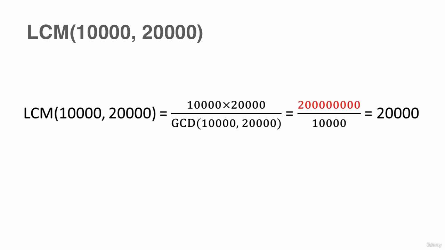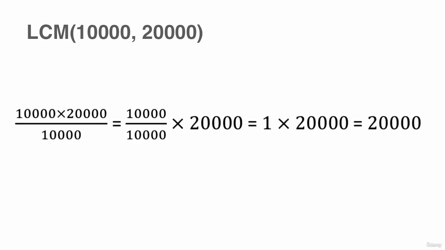You just need to perform the division before the multiplication. Because the GCD divides evenly into either of the numbers, you can divide it into one of them before you perform the multiplication and you won't suffer from rounding errors. For this example, if you divide 10,000 by the GCD 10,000, you get 1. Then when you multiply 1 by 20,000, you get 20,000 as you should.